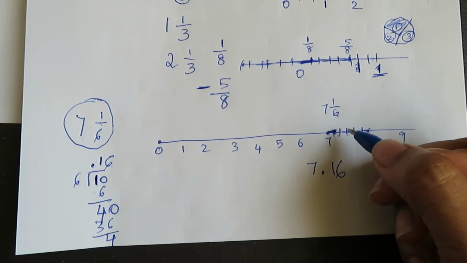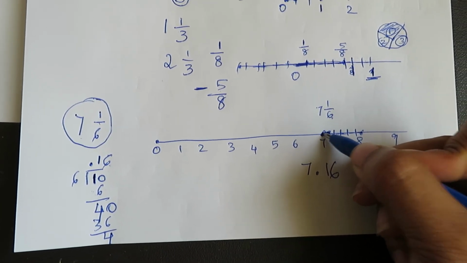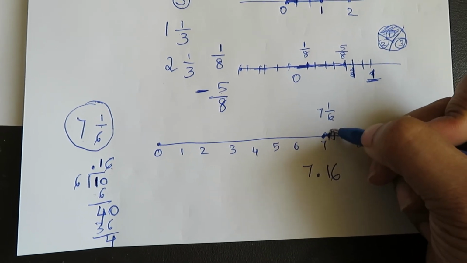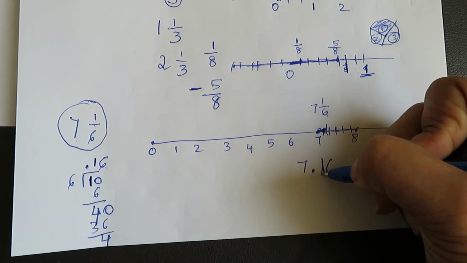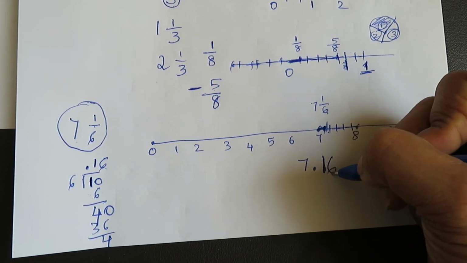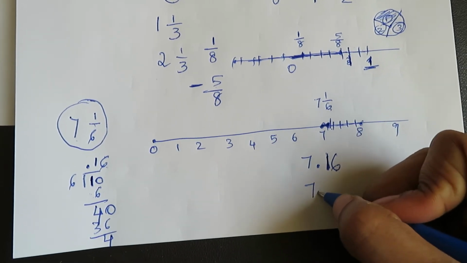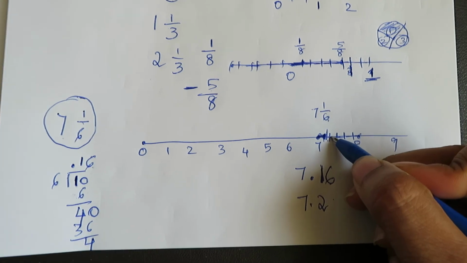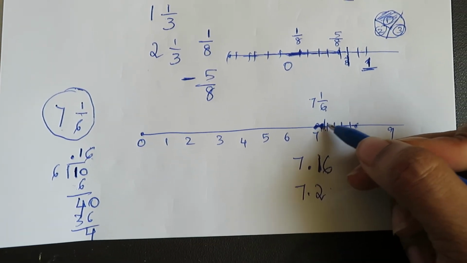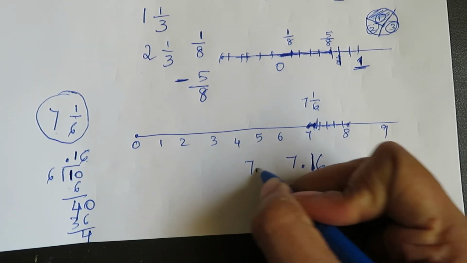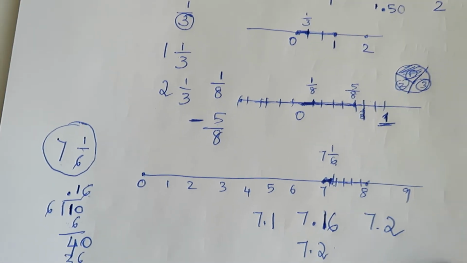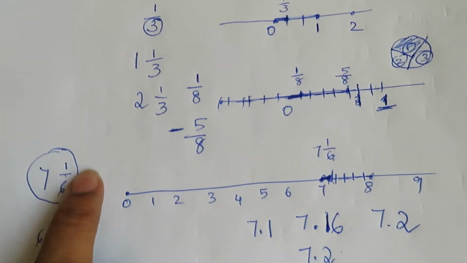Clear? So it's between 7 and after 7.1, it's going to be somewhere here. 7.1 and then comes your 7.2. So 7.16 is somewhere going to be between 7.1 and 7.2. So like this you can convert a fraction into a decimal also.